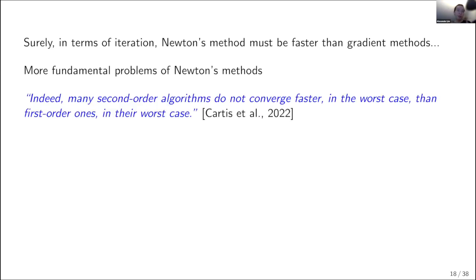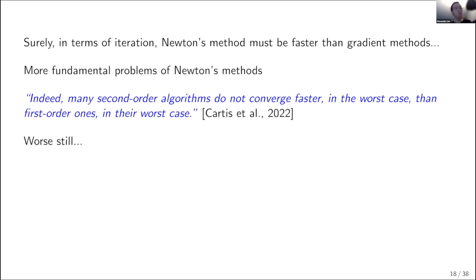Now, just a couple of quotes from other people. By Coralia Cartis, from her new book: she said that indeed many second order methods actually do not converge faster in the worst case than first order ones.